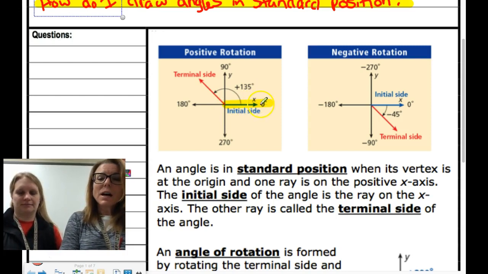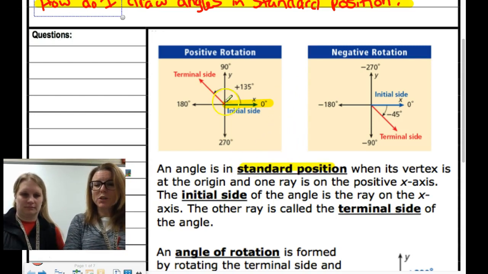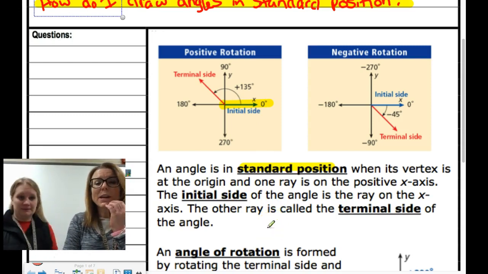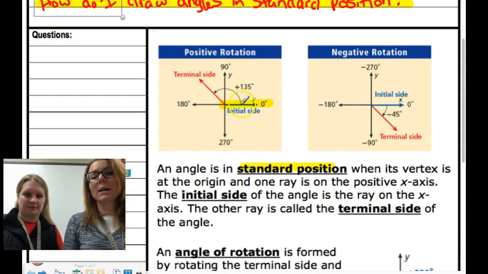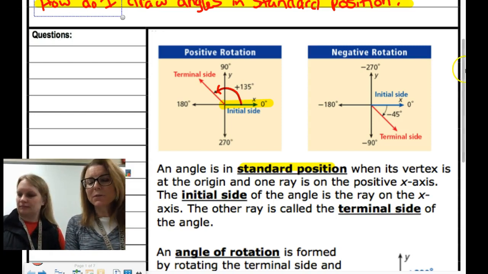An angle is in standard position when its vertex, so maybe show them what we mean by a vertex, it's right here, is at the origin, (0, 0), and one ray is on the positive x-axis, which is right there. Positive rotation is when you're moving counterclockwise. And negative rotation is when you're moving clockwise.